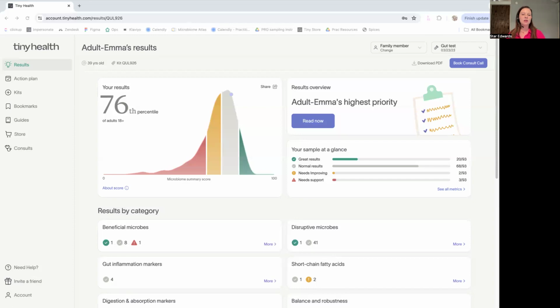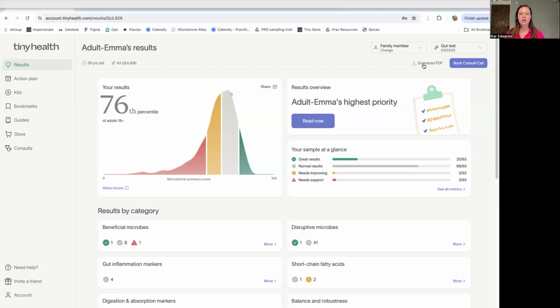And we want to make sure we don't have too many of the disruptive or unfriendly microbes that are producing toxins like LPS and hydrogen sulfide. And finally, we want to know how to support balance and homeostasis in the microbiome through specific supplements, dietary changes, and lifestyle changes. To get started, we have two ways to view results.